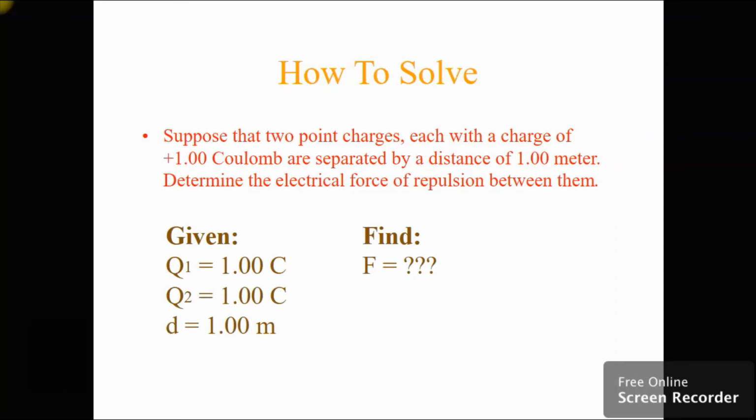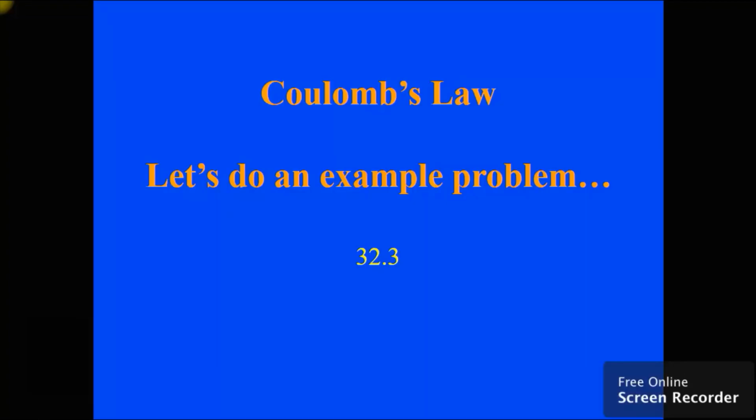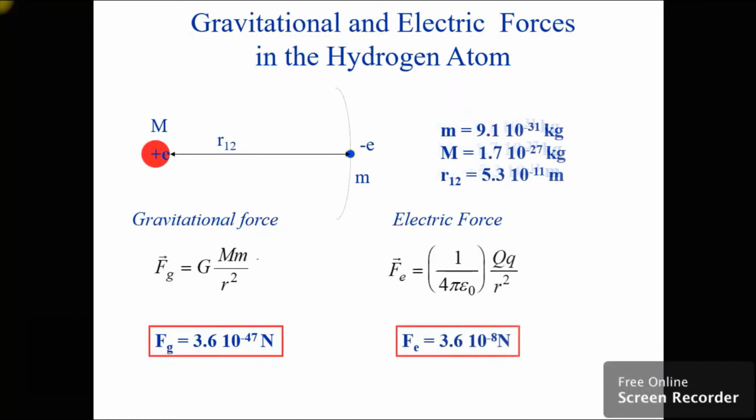So I write down what I'm given from the question. I have a charge of 1 coulomb on both Q1 and Q2, and the distance between them is 1 meter. And it says determine the electrical force, so I'm trying to find the force. So I move that stuff up to the top of the screen. There's the equation I'm going to use. The electrical force equals K times Q1 times Q2 divided by d squared. That was just the same equation from way back. Okay?